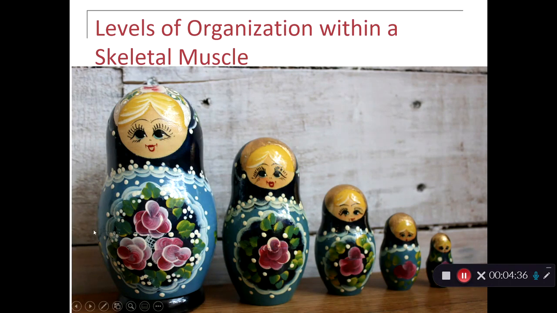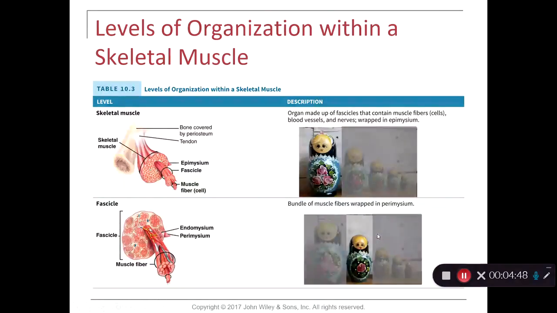And that Matryoshka doll, it explains the muscle setup really quite nicely. There are actually five units that you need to be familiar with, all of which fit one within another. I'm retaking this table from our book, table 10.3, and using it to help me describe these pieces piece by piece. Afterwards, we'll go into more detail about the muscle cell itself.